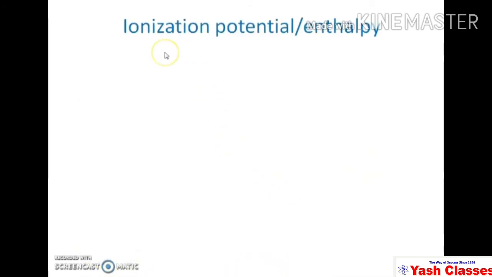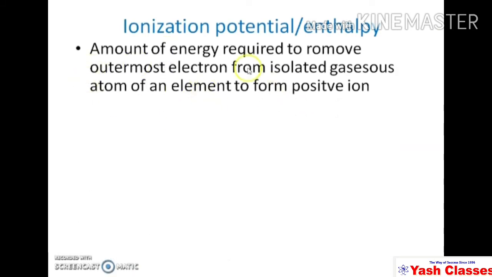So next, the physical property, that is ionization potential or ionization enthalpy. Ionization enthalpy is the amount of energy required to remove the outermost electron from an isolated gaseous atom of an element to form a positive ion. So that energy is called ionization potential or ionization enthalpy. It is always positive. It means energy has to be supplied to the atom in order to take out an electron from its outermost shell, and therefore ionization potential or ionization enthalpy is positive.